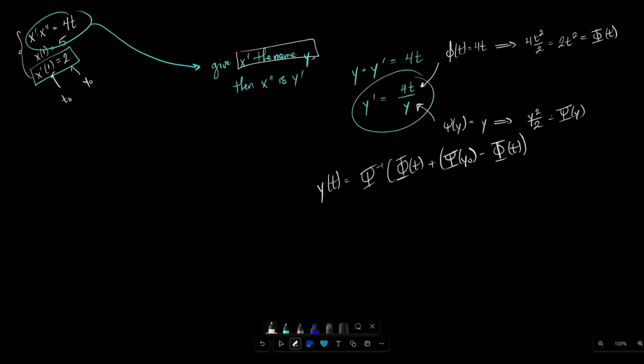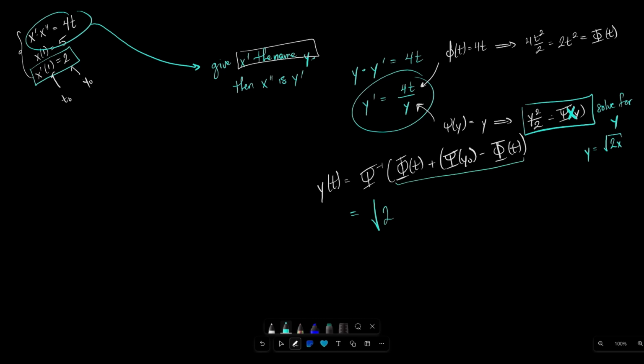Okay, so what do I need? I need psi inverse, and I have the rest of my values here. So psi inverse, we're going to extract that right here by calling this x and solving for y. If that's x and I solve for y, I have to multiply by 2 and take a square root. I get that y is square root 2x. And so this psi inverse is the square root of 2 times whatever the rest of this is.